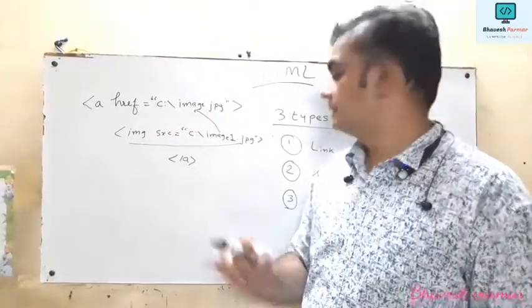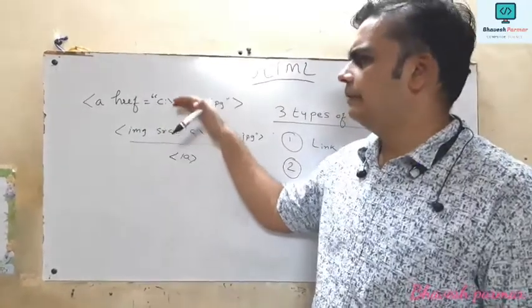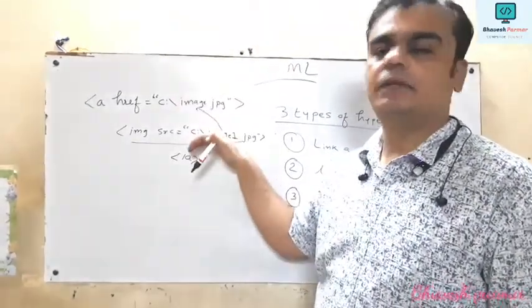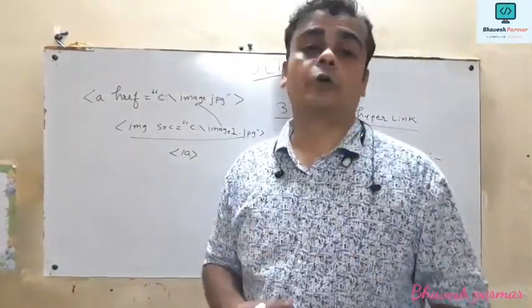So this is called what, guys? Image by image link. So this is one example. I am going to link one image with another image. You can link multiple images within the document.